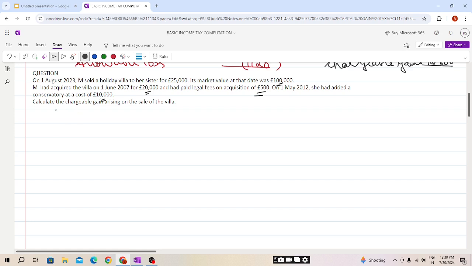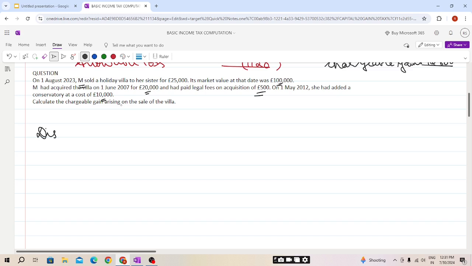Calculate the chargeable gains arising on the sale of the villa. So here it is only step number 1, on each individual asset. M is selling it. It is sold to her sister. So M is an individual, a chargeable person. As it is a sale, it will be a chargeable disposal. And as it is a villa, it will be a chargeable asset, students.